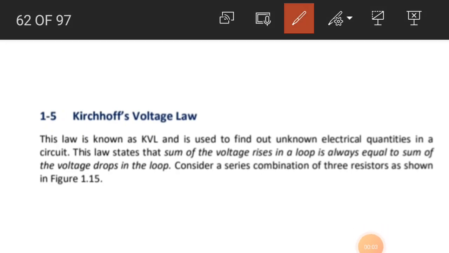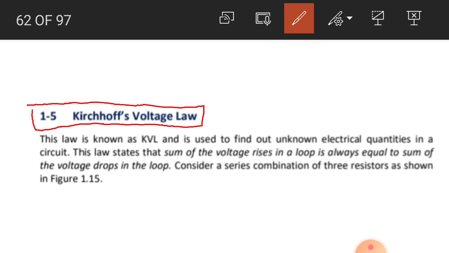We have already discussed Kirchhoff's voltage law. Let us discuss it once again in detail. This law states that the sum of the voltage rises in a loop is always equal to the sum of the voltage drops.